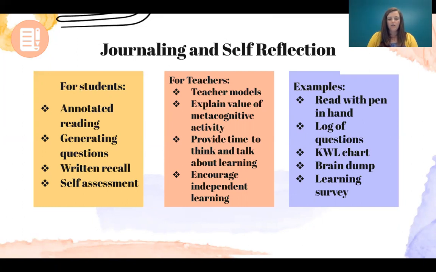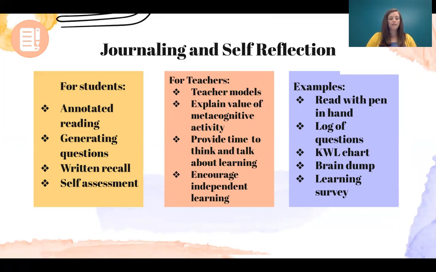Lastly, encouraging independent learning for our students. Again, this creates autonomy. They're able to self-reflect on their own learning and move forward on their own without us. Examples of these things might be reading with a pen in hand. Again, a student might be learning how to read with a pen in hand for the first time. Teachers can model how they might do that as they go through a paragraph or even a given section of text. A log of questions can be done during learning.